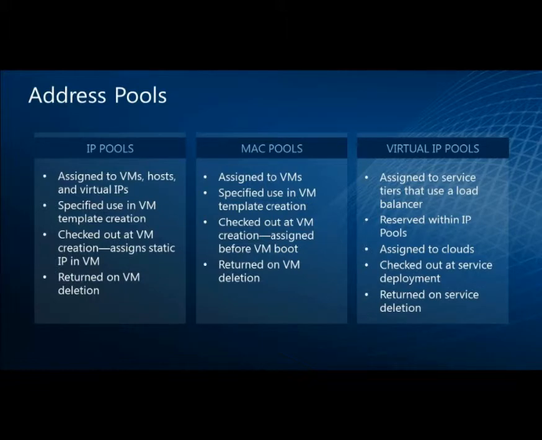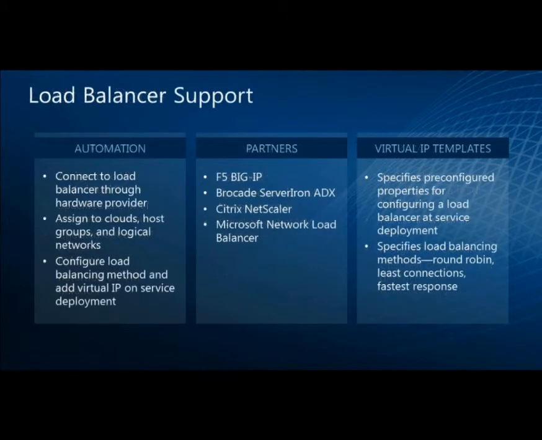We can also do the same thing with MAC addresses. We can also, within those IP pools, create virtual IP pools that allow me to manage and connect to my virtual load balancers. So for load balancer support, we'll connect through the hardware provider. From your F5, Brocade, or Citrix, you'll get the load balancer provider, and we'll install that on the VMM machine, and then we'll be able to connect to the F5 or the Brocade or the Citrix NetScaler and assign the appropriate virtual IP information, configure the load balancing method, all those different things.